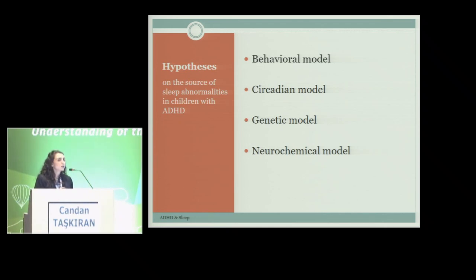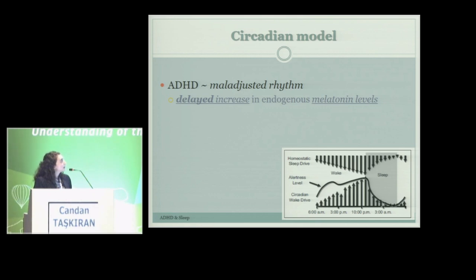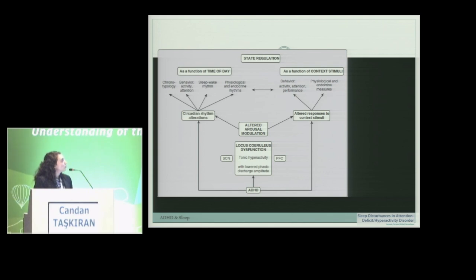There are many hypotheses which are defining the ADHD and sleep problems. One of them is the behavioral model: oppositional defiant problems, mood disorders, and emotional difficulties might indeed contribute to the sleep disturbances as well on the subjective assessments. Circadian model is another model. Mr. Halil already mentioned it. The increase in the need for the sleep and the loss of balance here matters. The delayed increase in endogenous melatonin levels is contributing to the increase of sleep latency.